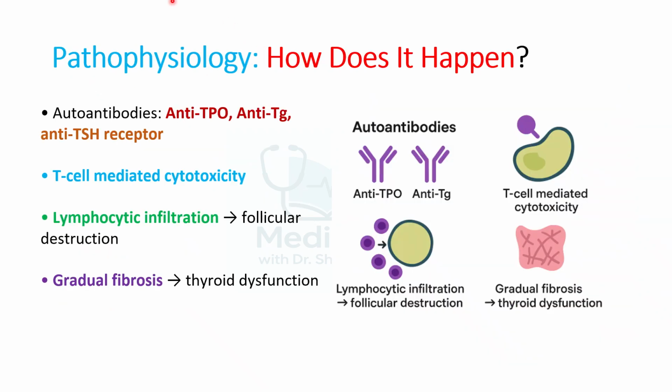So students, now we will understand the pathophysiology, that is how does it happen. The immune system, particularly T lymphocytes, targets thyroid antigens, most notably thyroid peroxidase, that is TPO, and thyroglobulin, that is TG. This leads to chronic lymphocytic infiltration, destruction of thyroid follicles, and eventually fibrosis. The gradual destruction impairs hormone production, leading to hypothyroidism. It's important to remember that this is not a sudden process. It evolves over months to years.